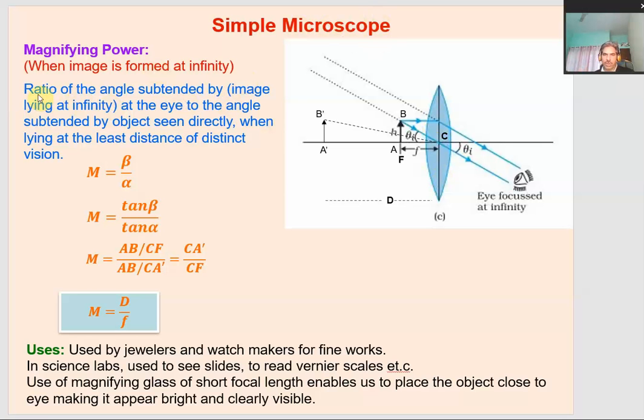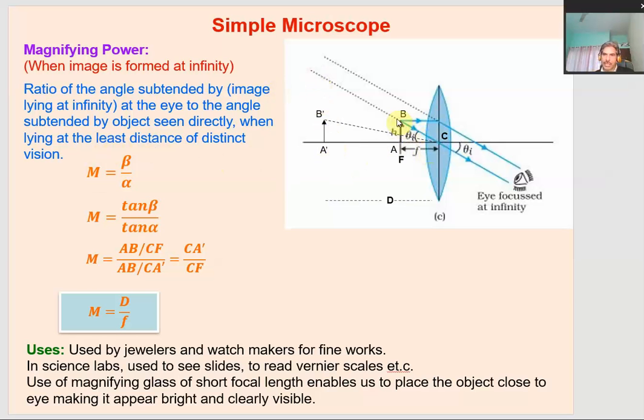So magnifying power in this case is defined as the ratio of the angle made by the image, which lies at infinity in this particular situation, at the eye, to the angle made by the object as seen directly when the object lies at the least distance of distinct vision. Now in this case, the object is not actually lying at the least distance of distinct vision, but we are supposing it to, and the image lies at infinity. So therefore, again the formula for the magnification.